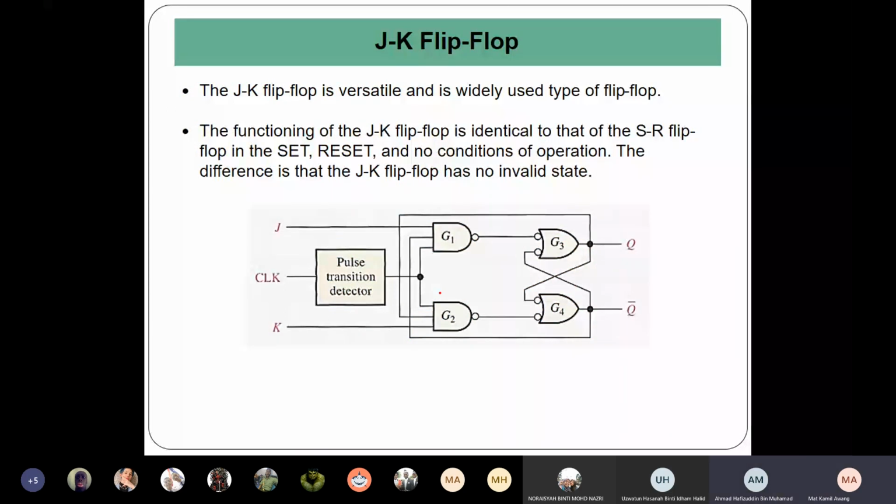JK flip-flops. JK flip-flop is a versatile and widely used type of flip-flop. So the functioning of the JK flip-flop is identical to that of the SR flip-flops in the set, reset and no-change conditions of operation. The difference is that the JK flip-flop has no invalid state. So basically J and K can be 1 at the same time. If it was SR, S and R cannot be 1 at the same time, right? Remember?